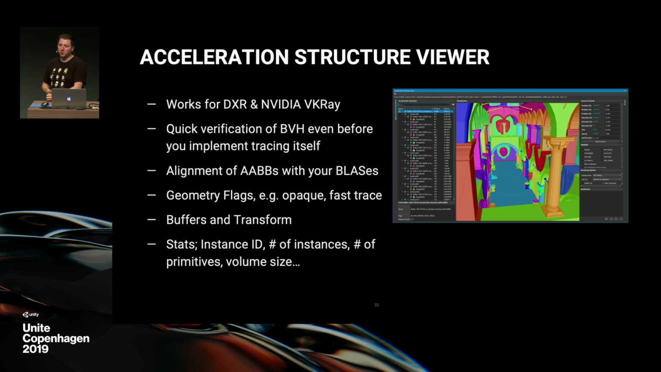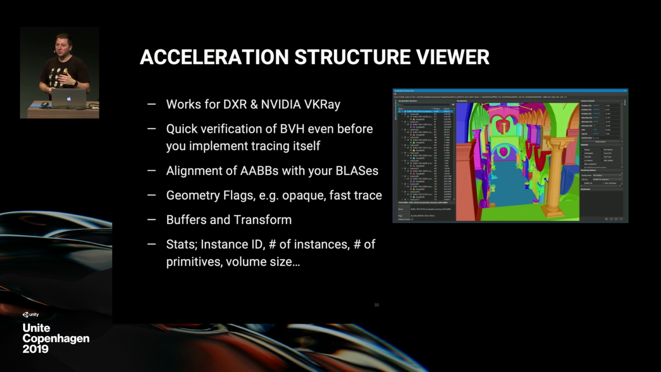Quick verification of the BVH before you even start tracing rays through the scene. You can see the alignment of axis-aligned bounding boxes with your BLAS. There's actually an edge case condition where you want to make sure that your bottom level acceleration structures are axis aligned. You'll get a performance benefit out of it.